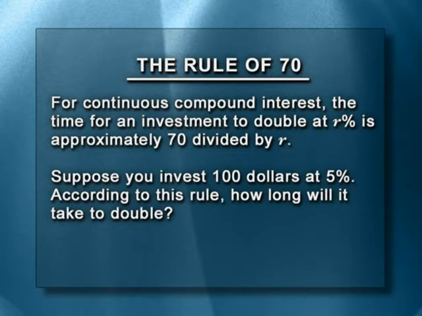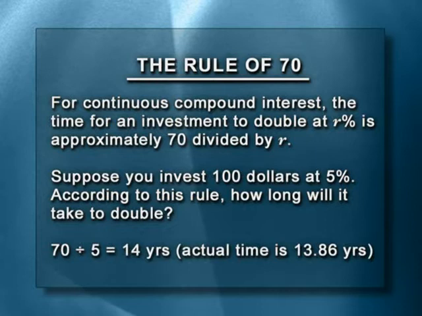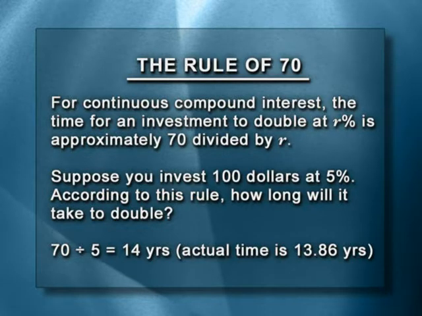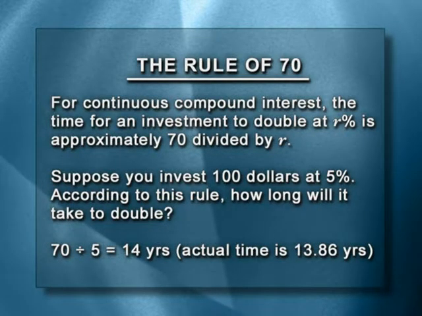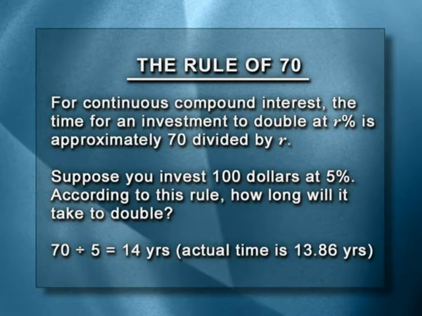For instance, suppose you deposit $100 at 5%. How long will it take you to have $200, the doubling time? Well, it's 70 over 5, 14 years. Isn't that simple? Wow. The actual time, if you do the computations using those formulas, is not quite 14. It's 13.86 years approximately, but that's a good guess. It's a good approximation. My guess is bankers know this.